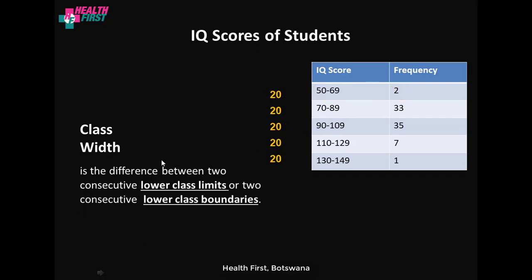So the class width I've already spoken about. I said it is the difference between 2 consecutive lower class limits or 2 consecutive lower class boundaries, right? So to find the class width, you'd subtract 50 from 70. So you'd go 70 minus 50, or 110 minus 90, right? So the difference is 20. So that is the class width.